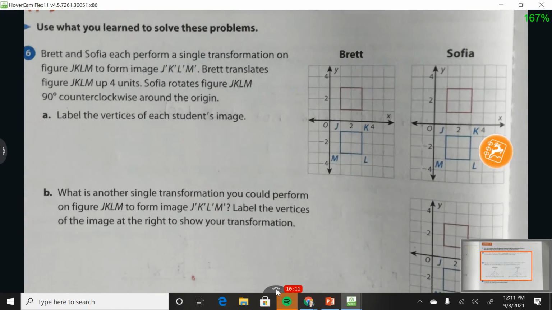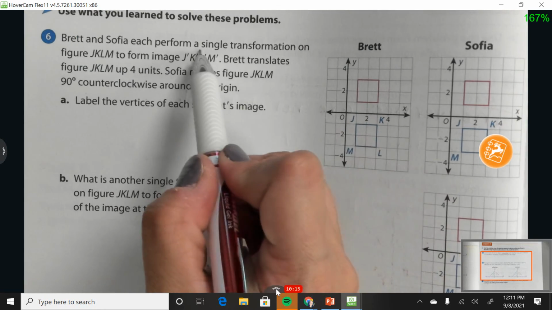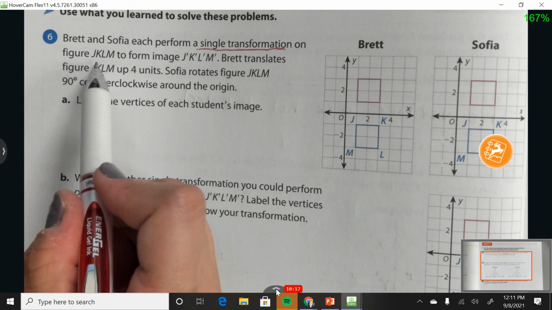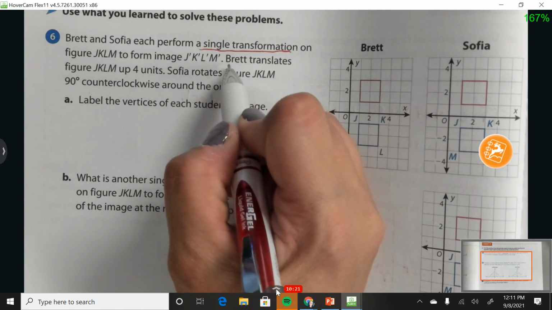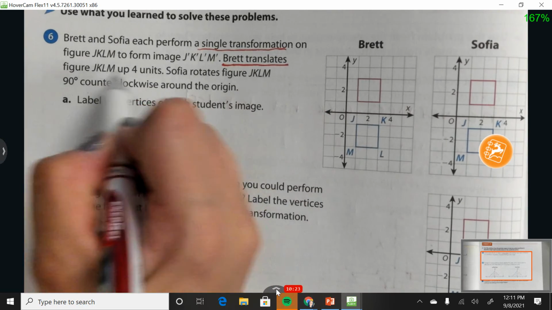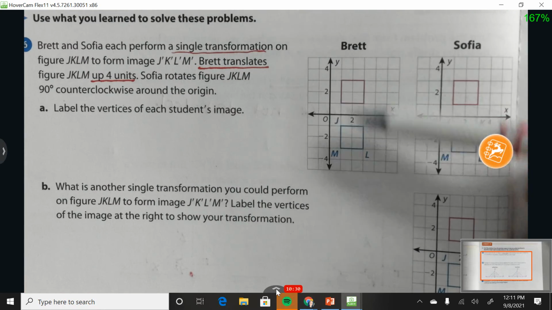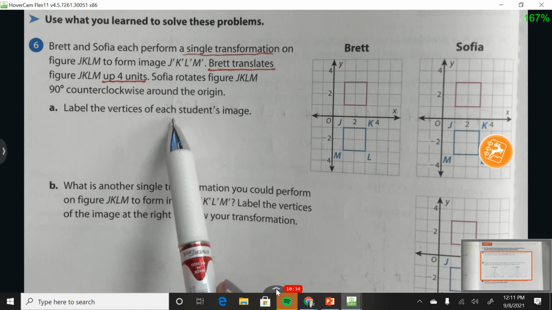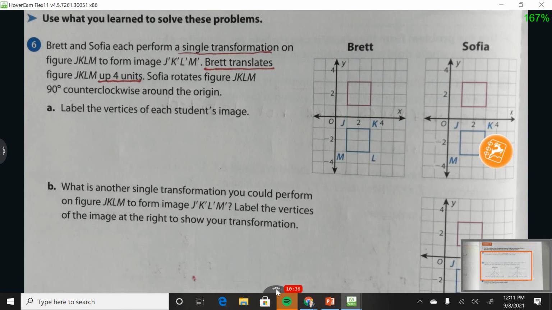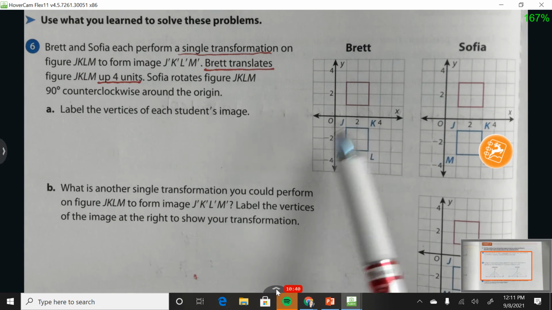Number 6 says, Brett and Sophia each perform a single transformation on figure JKLM to form the image. Brett translates. So Brett translates up 4 units. So this is Brett right here. He translates it up 4 units. We are going to label the vertices of each student's image. So we are going to label JKLM is here.